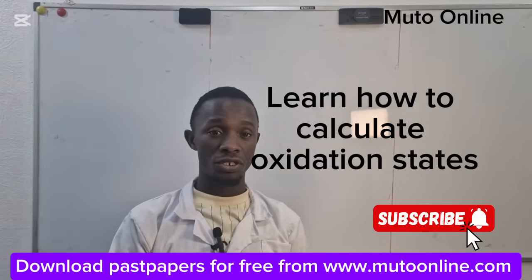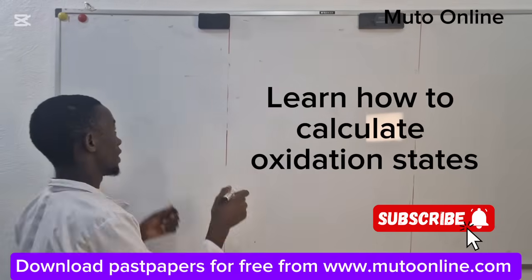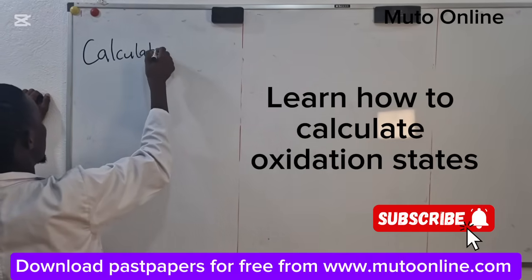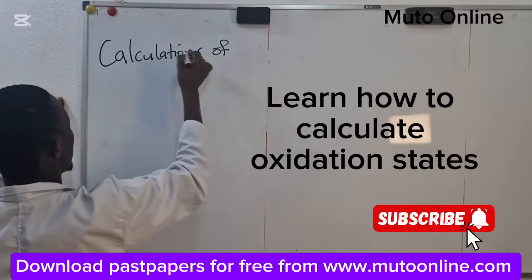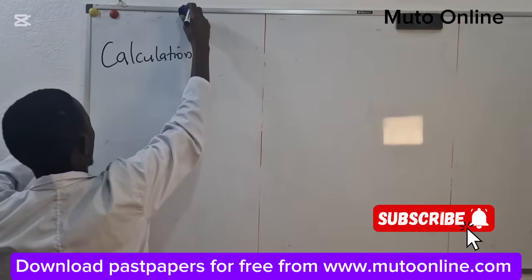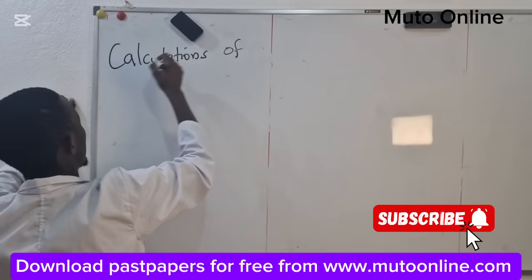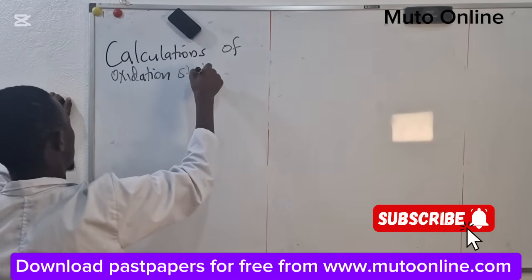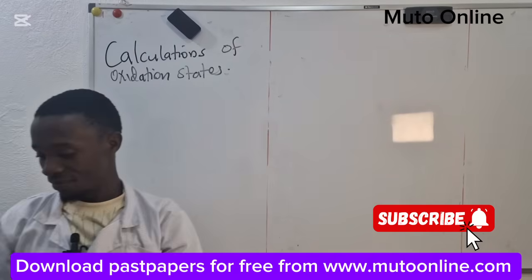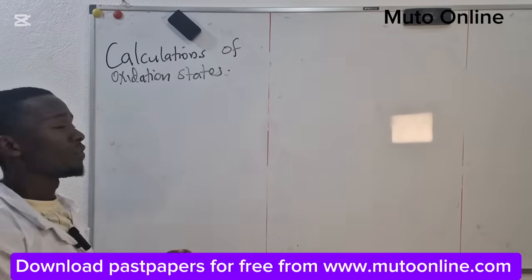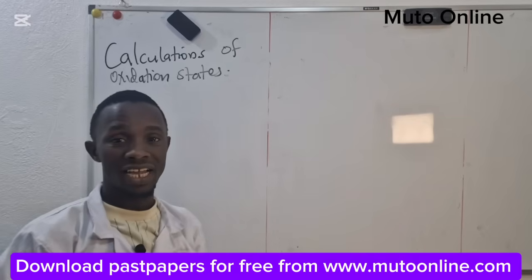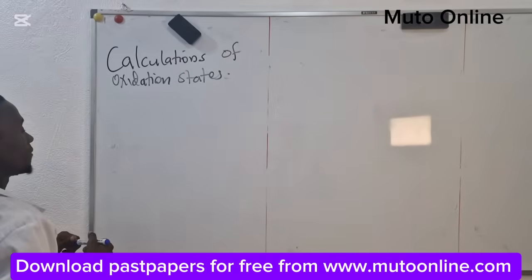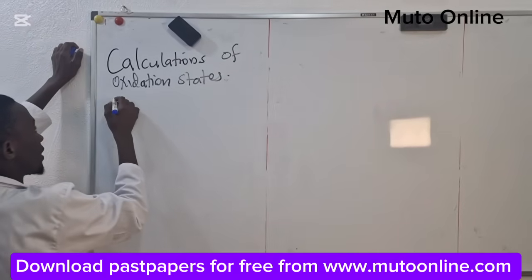I'm back with video 3, and this time I want us to look at the calculations of oxidation states or numbers. So we are going to have a good number of examples to help us understand this better. Here, we shall have some examples.